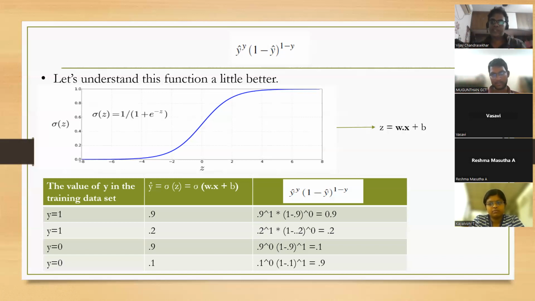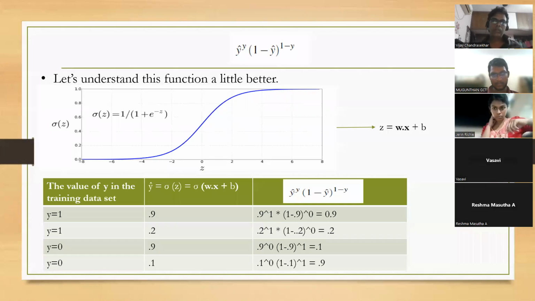The objective of logistic regression is to get a set of weights in such a way that the y hat, which is an estimate of the probability that it belongs to the positive class, is very close to the value of y in the training data set. For example, in row number 1, y hat is 0.9, y is 1. So it's very close. Likewise, in the second row, y hat is 0.2 and y is 1, far apart. The third case, y is equal to 0, y hat is 0.9, again far apart. The fourth case, y is equal to 0, y hat is equal to 0.1, so it's close.